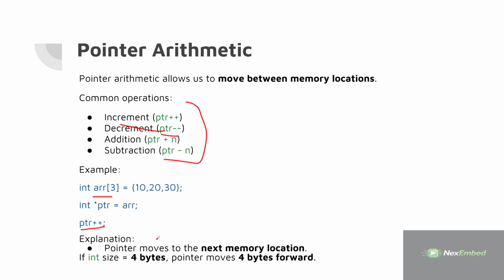Why is it used in embedded systems? For example, the pointer moves to the next memory location, isn't it? Here I am taking int as my size. With int as my variable, if I increment, it automatically jumps. For example, initially the address is 1000, and when I increment, it automatically moves from 1000 to 1004 because the size is 4 bytes.